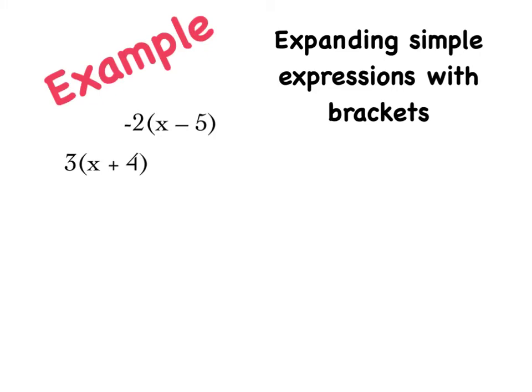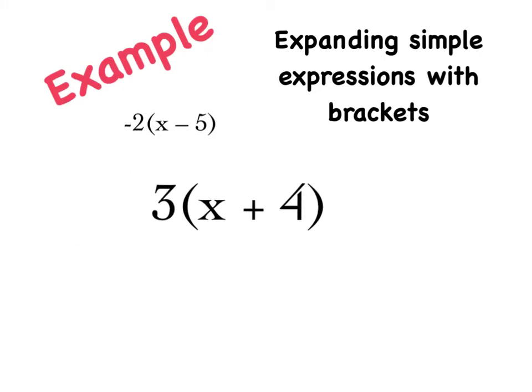Okay, so the first example I have here is 3 brackets x add 4. My distributive law says I get the 3 and I multiply it by x. I get the 3 and I multiply it by positive 4. I've had a look at my 3 that is outside the brackets. It doesn't have a negative sign in front of it, which means it's a positive. So 3 multiplied by x becomes 3x. 3 multiplied by positive 4 becomes positive 12.